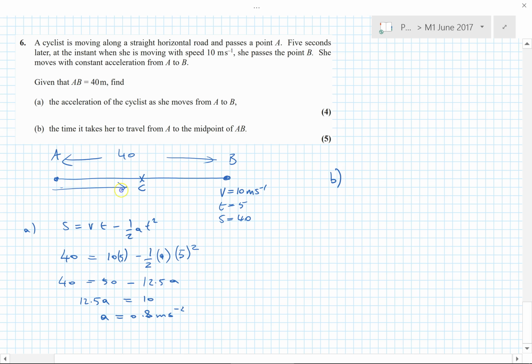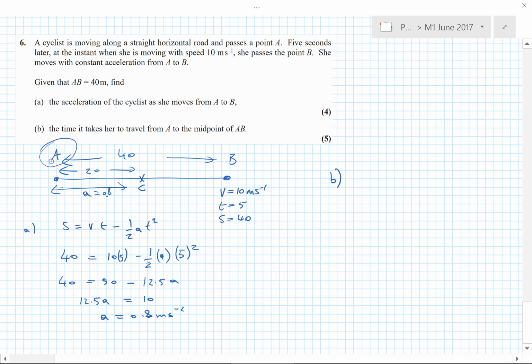The second part is talking about the midpoint, and it wants the time it takes to get from A to C. Now, we don't know the speed at C or the speed at A, or the velocity, whichever, which we're going to need to find out, because otherwise we really don't know enough. We know that the length is 20 here, because it's the midpoint, and we know that the acceleration is 0.8, but we need to find out one of the other things so we can work out what the velocity at A is.